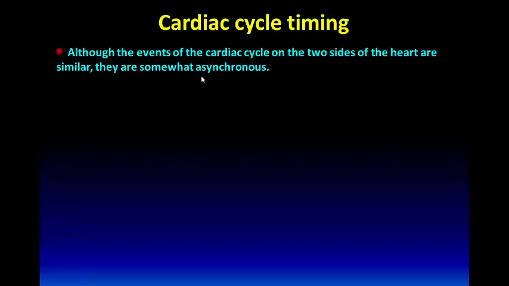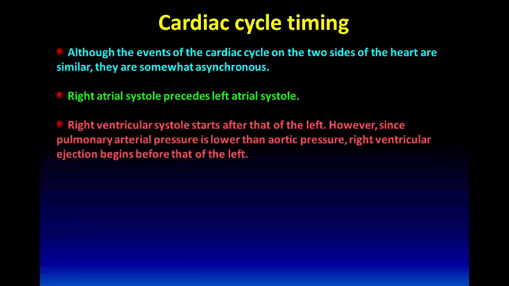And lastly, a few comments on the cardiac cycle timing. So although the events of the cardiac cycle on the two sides of the heart are similar, they are somewhat asynchronous. They are asynchronous to a very little extent. Right atrial systole precedes left atrial systole because the right atrium gets depolarized before the left atrium, and right ventricular systole starts after that of the left ventricle.